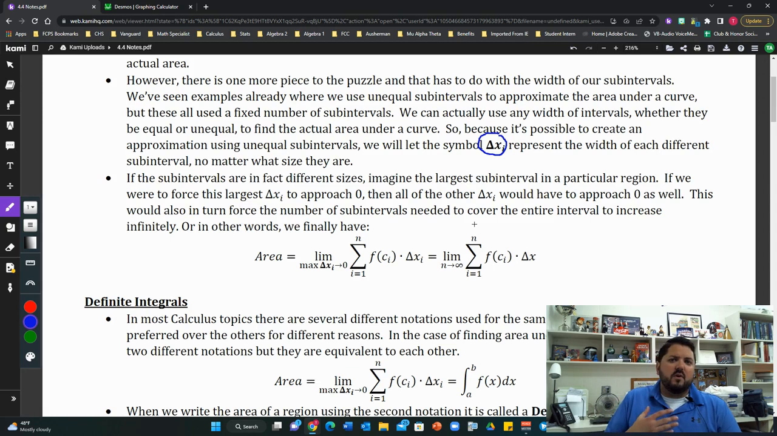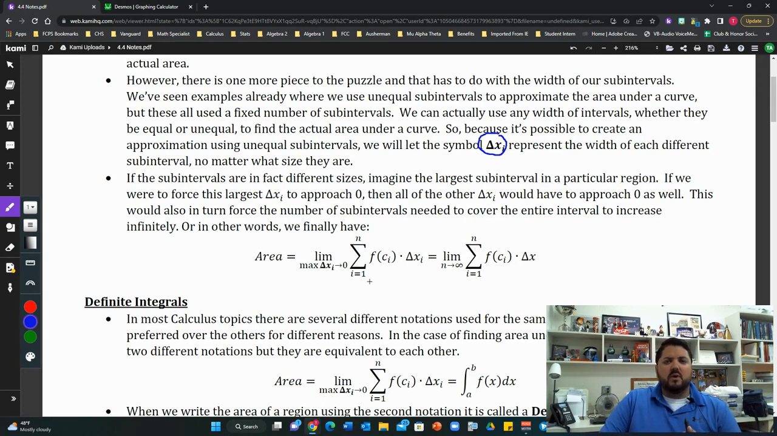So what that does for us is it really doesn't change anything about our process, but now we've accounted for every possible scenario when we are using these rectangles to estimate the area of these regions. So unequal widths with the repeatable process is really the only thing that we haven't looked at yet.